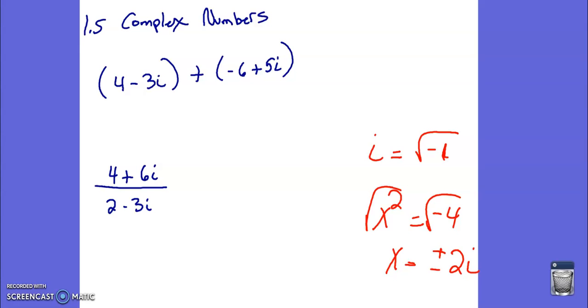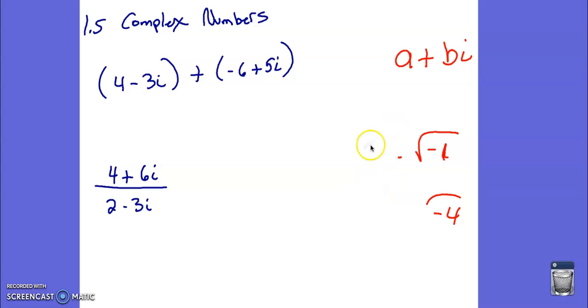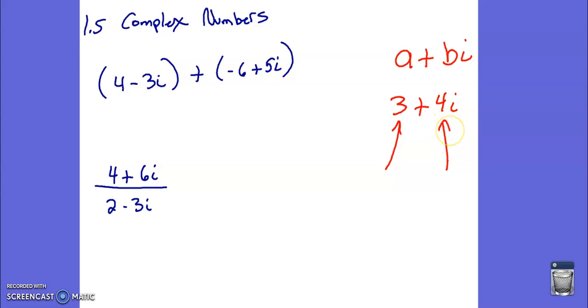Just also as a reminder, there's a correct format, a plus bi. It has a real number component and an imaginary component. So like if I had something like 3 plus 4i, this is the real number, and this is the imaginary number with it. So you literally have two different aspects of it combined together.